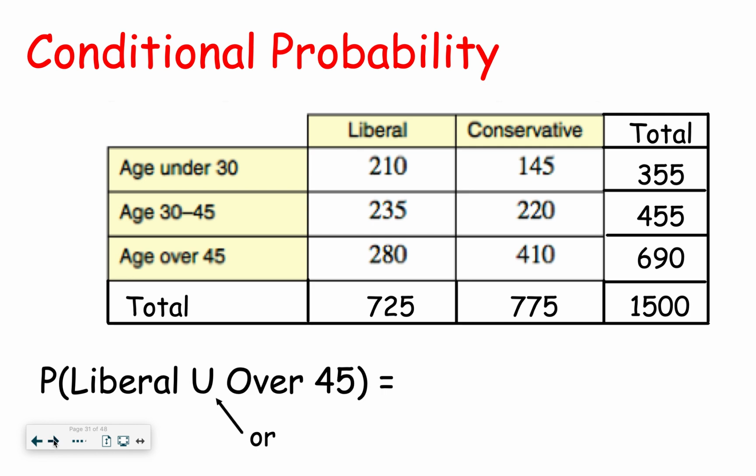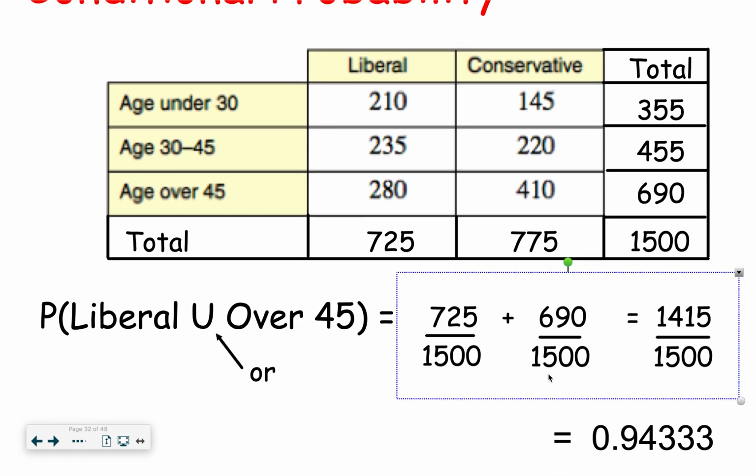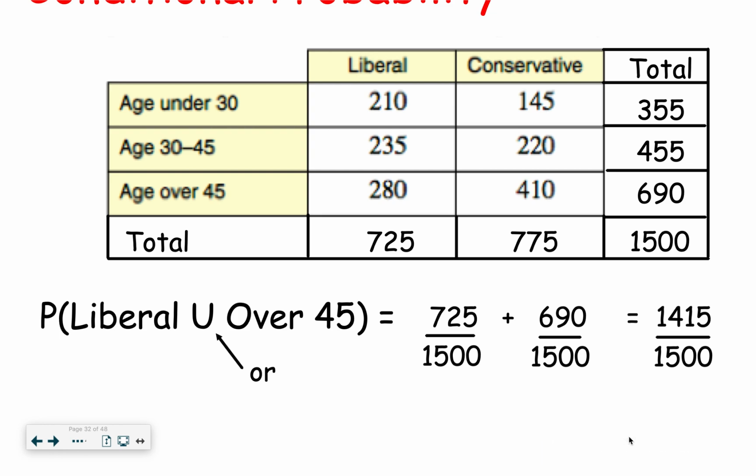So remember, when you have an or situation, it's a lot more involved. So the liberal, there are 725 liberals. And over 45s, there are 690 of them. And that totals 1,415. Now the tricky part, and this is incorrect, the tricky part about that is you need to subtract out the overlap, because the over 45 and the liberal, I got that 280 in there twice.